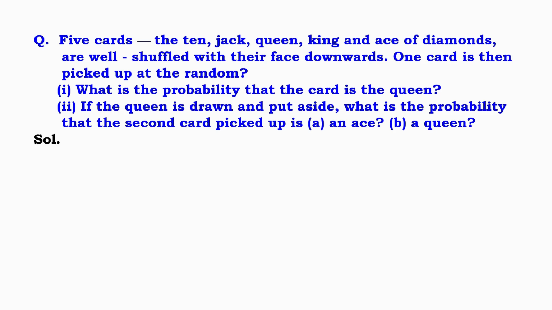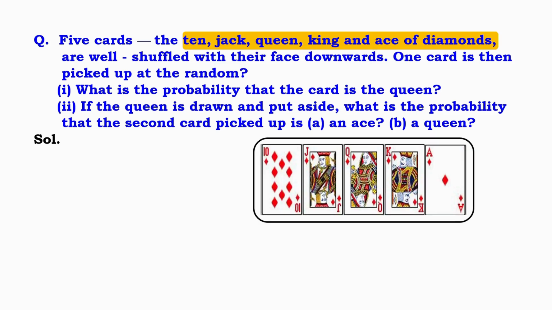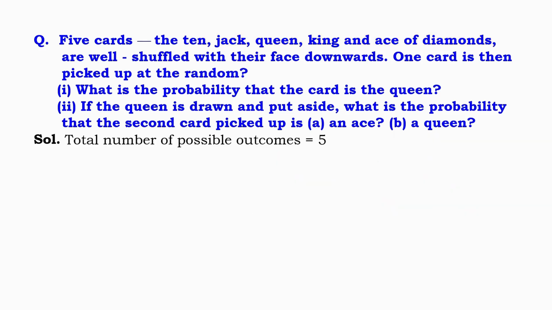Okay. So let us take a look at the problem, how we are going to solve this. So 5 cards, what are there? 10, Jack, King, Queen, Ace of Diamonds. So these are the 5 cards. So it is already shown over here. 10, Jack, Queen, King, and Ace cards. So the total number of possible outcomes here are 5, since there are only 5 cards.